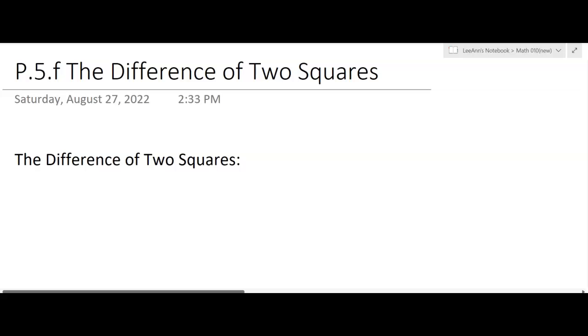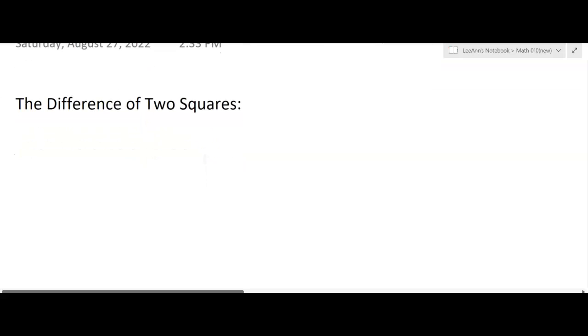Now we're going to talk about factoring using the difference of two squares, and it's my favorite. I think it's the easiest one.